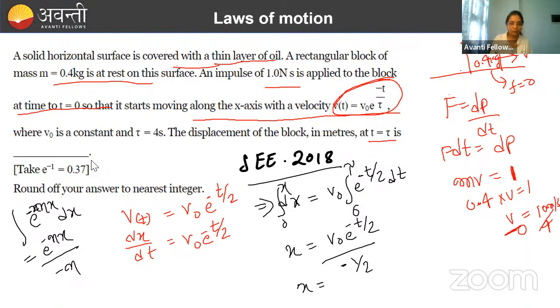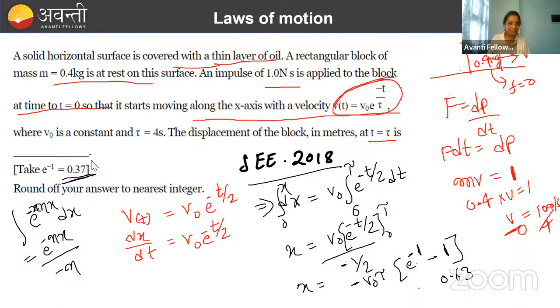So x will be equal to how much? This time again it varies from 0 to tau. So this will be equal to minus v naught tau times e to the power minus 1, if I put the tau value, tau will get cancelled, minus 1, minus e to the power minus 0, that is equal to 1. So this value of x we are going to get. E to the power minus 1 will be equal to how much? 0.37. 0.37 minus 1 will be equal to 0.63. Done. So this is equal to minus 0.63 minus, minus plus, into v naught tau.